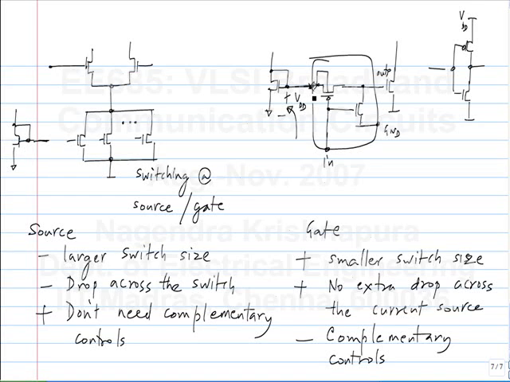But still, even the zero bias threshold voltage of the PMOS can be greater than that of the NMOS, in which case it may not work. Is this okay? So we can also switch at the gate without complementary controls.